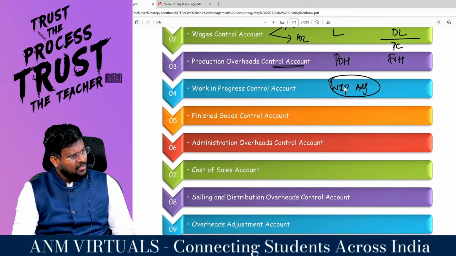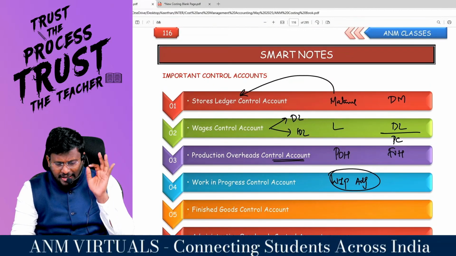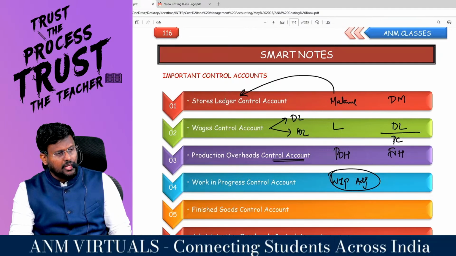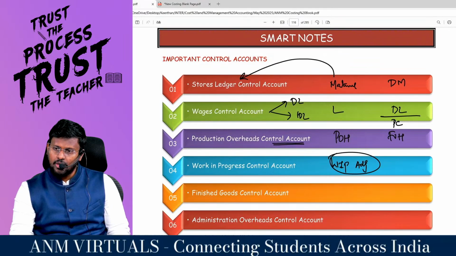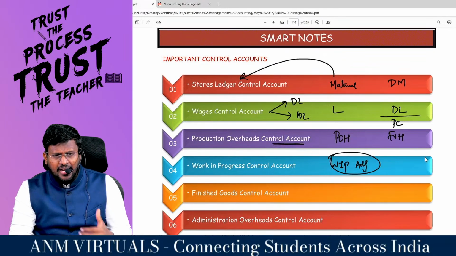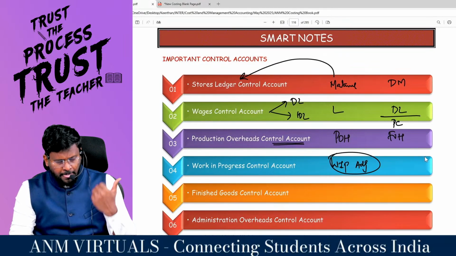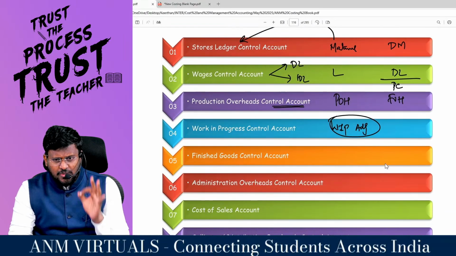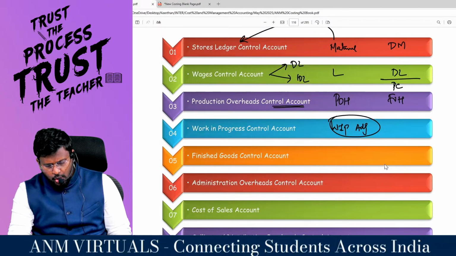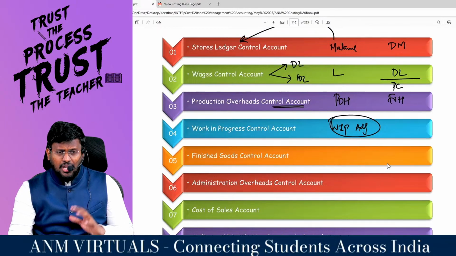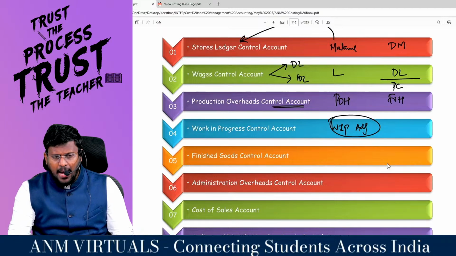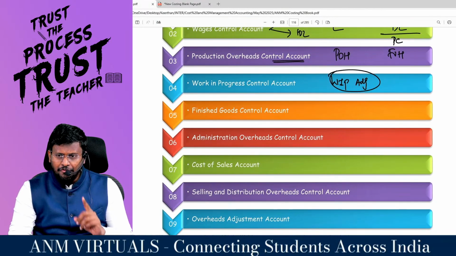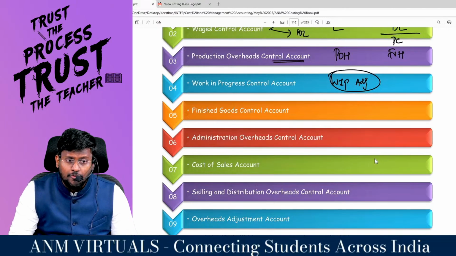So all the raw material related transactions will be recorded in the stores ledger control account. All the labor related matters will be recorded in the wages control account. All the factory related expenses will be recorded in the production overhead control account. All the WIP stock adjustments will happen in the WIP control account.